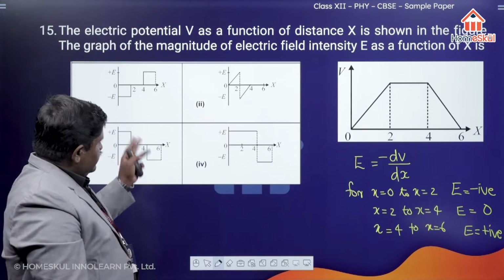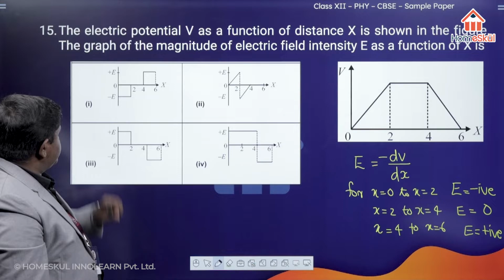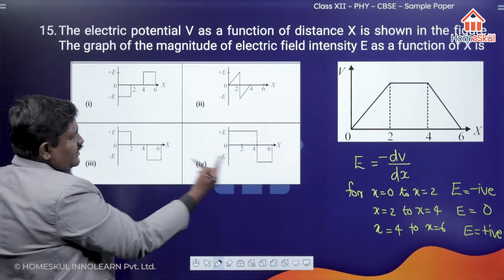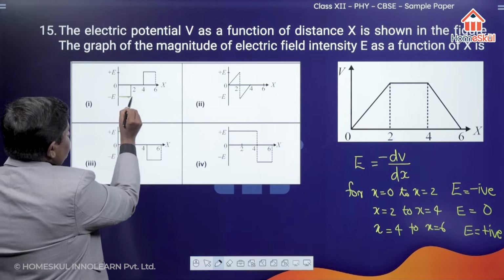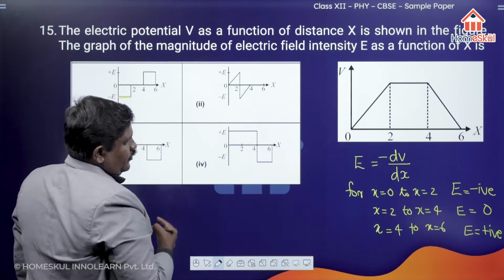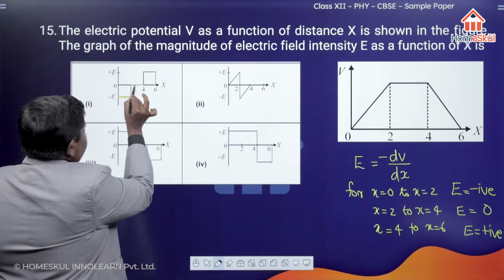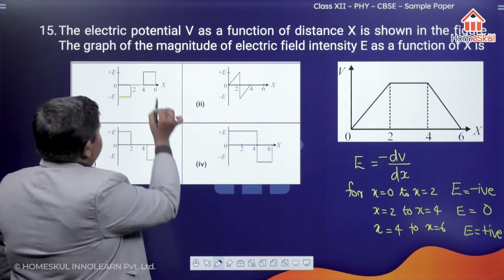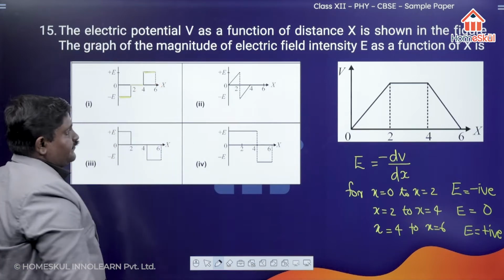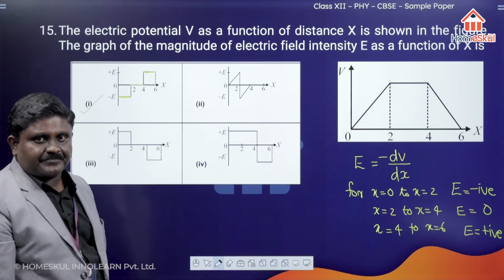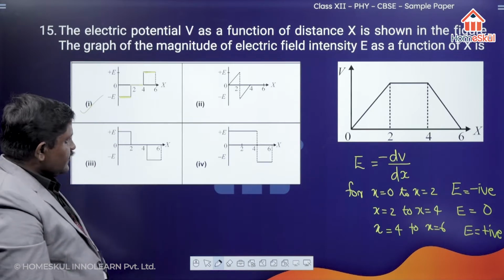So let us go for the options. See, the first option, 0 to 2, that is negative. Then 2 to 4, that is 0. And 4 to 6, that is positive. So option 1 is the correct answer. Clear? Okay.